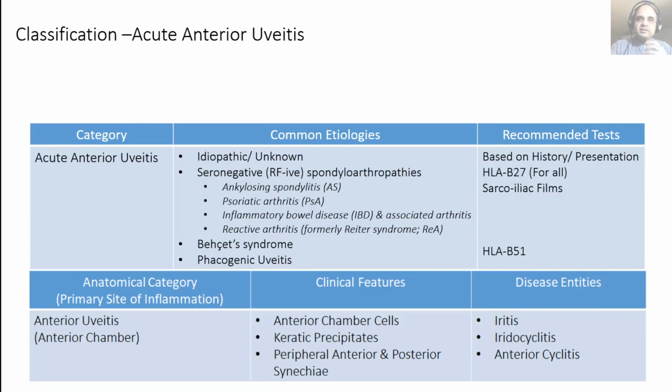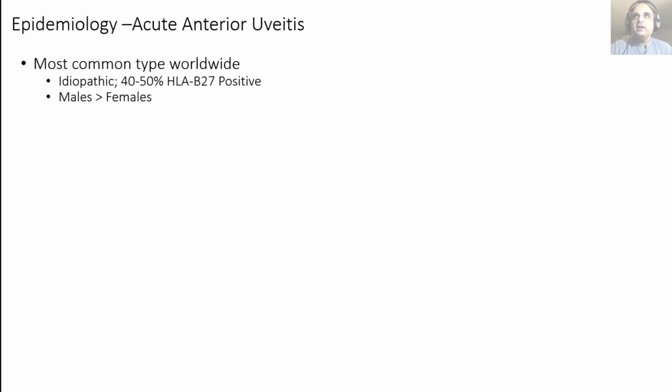Behçet's or Behr's disease, this is after a Turkish scientist who first described this, and phacogenic uveitis. We talked about phacogenic uveitis when we were talking about cataract, specifically the hypermature and then the Morgagnian variety, in which the lens proteins were leaking out of the lens capsule and inciting a very strong inflammatory reaction in the anterior chamber.